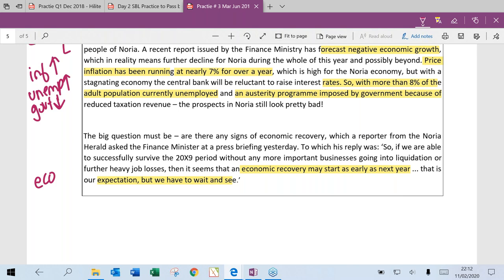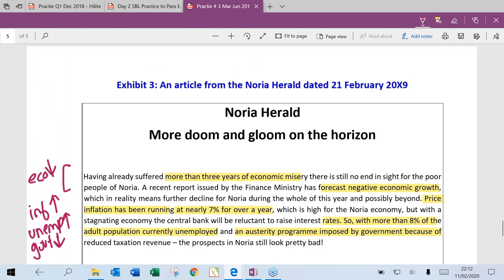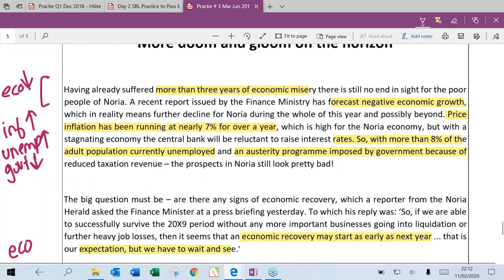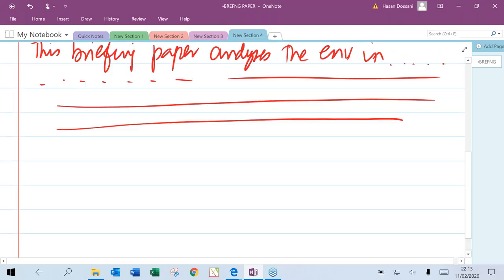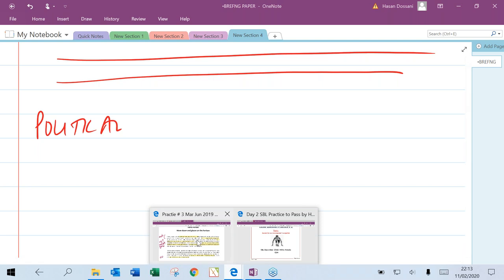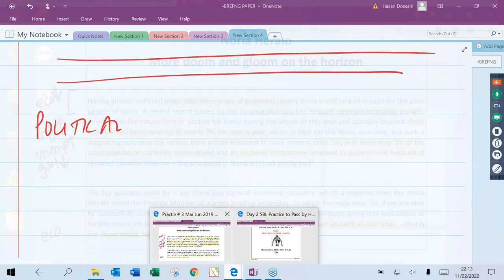So these are the information we have collected. So for PESTEL, the heading would be political environment. Okay, what do you find, points about government?